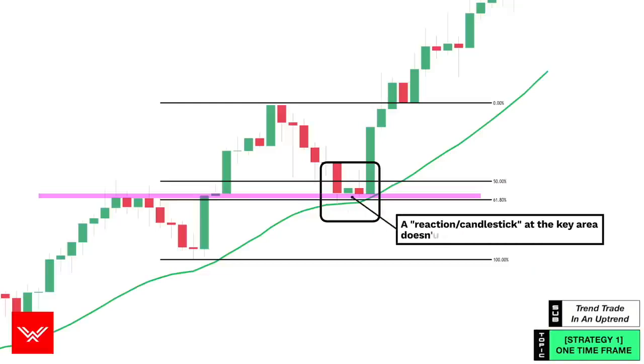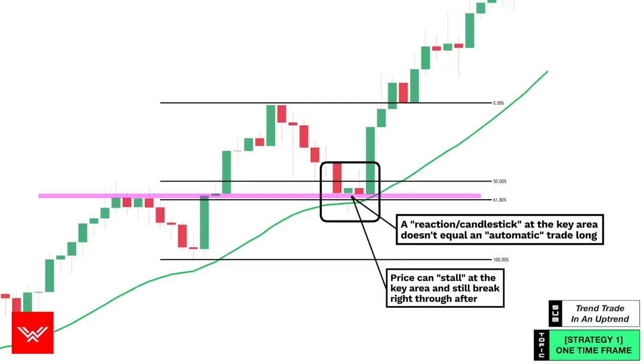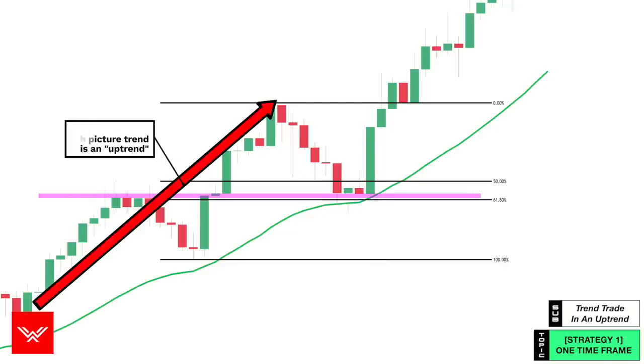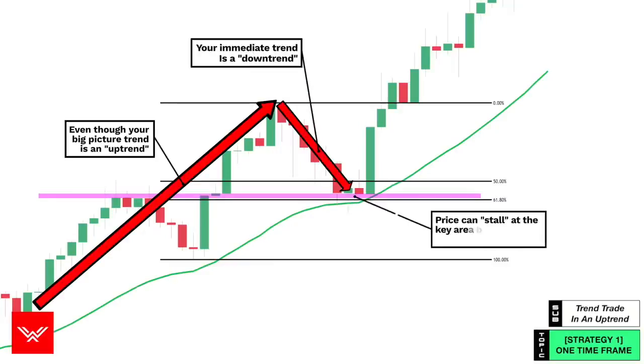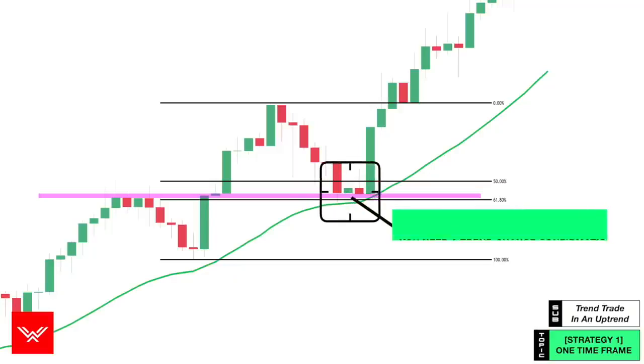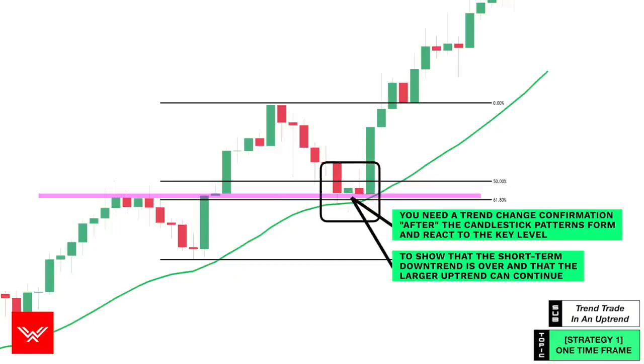Now, a reaction does not equal an automatic trade long, as price can stall at the area of confluence and still break right through. Because even though your big picture trend is an uptrend, your immediate trend is a downtrend, and price can stall at the area and then still break right through and trigger a larger trend change. And this is why you need the trend change confirmation after the candlesticks form and react to the key level to show that the short-term downtrend is over and that the larger uptrend can continue.